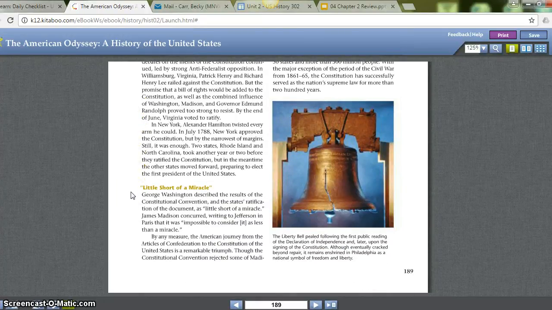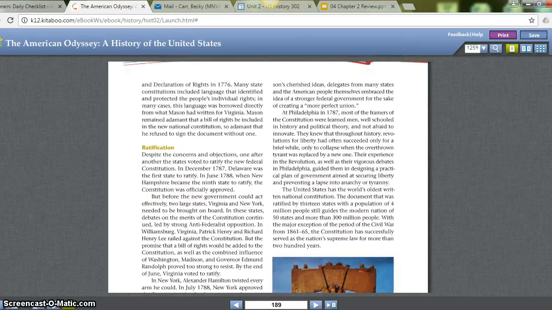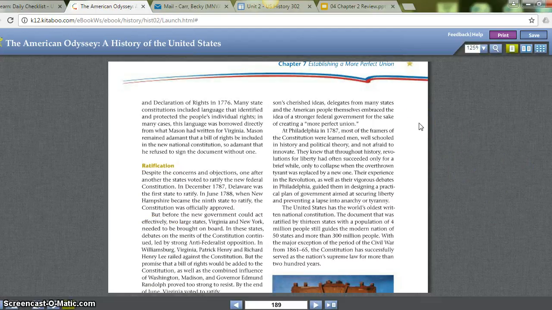George Washington described the results of the Constitutional Convention and the states' ratification of the document as little short of a miracle. James Madison concurred, writing to Jefferson in Paris that it was impossible to consider it as less than a miracle. By any measure, the American journey from the Articles of Confederation to the Constitution of the United States is a remarkable triumph. Though the Constitutional Convention rejected some of Madison's cherished ideas, delegates from many states and the American people themselves embraced the idea of a stronger federal government for the sake of creating a more perfect union.